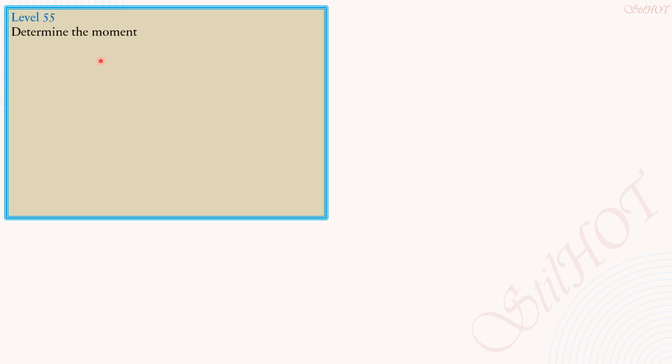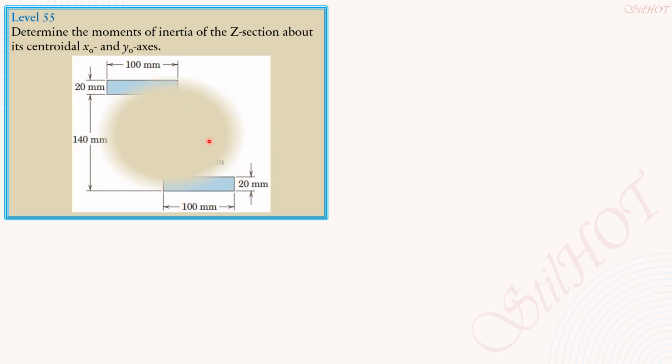Problem 55: determine the moments of inertia of the Z section about its centroidal XO and YO axes. So here is the given figure. For our solution, let's divide the area in the manner shown. This area is identical to this. And because the Z section is symmetric with respect to both the XO and YO axes, there is nothing to worry about.